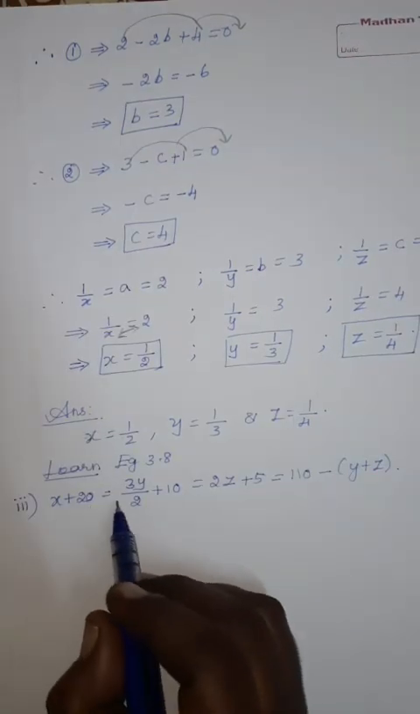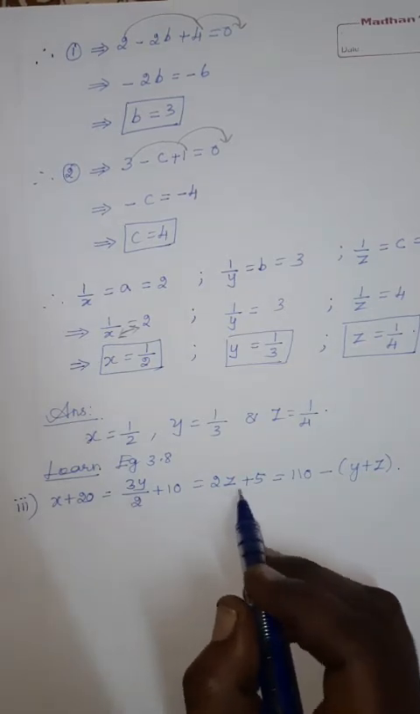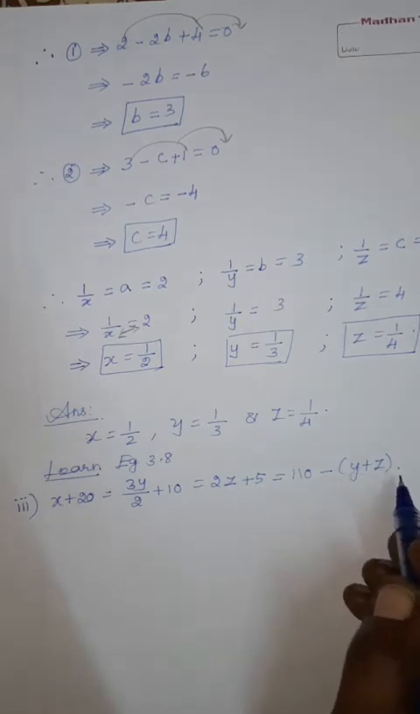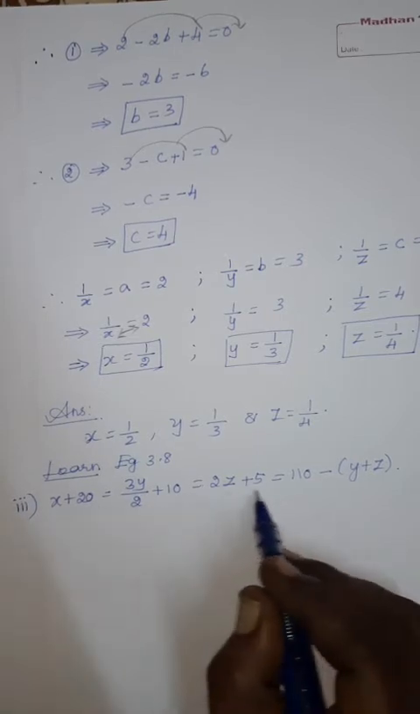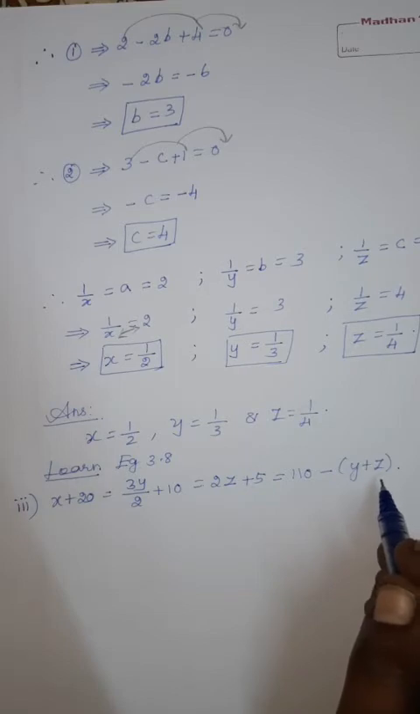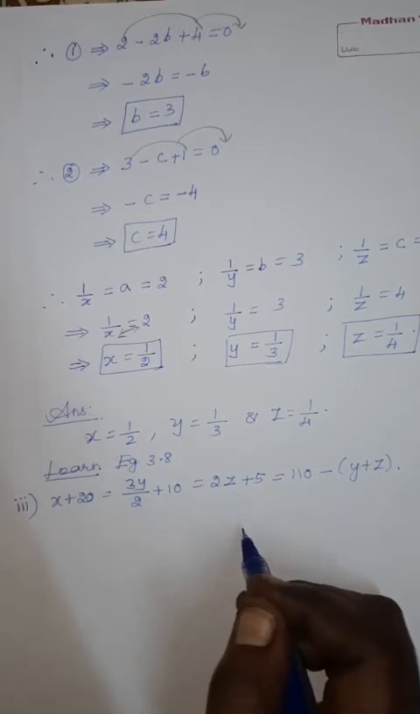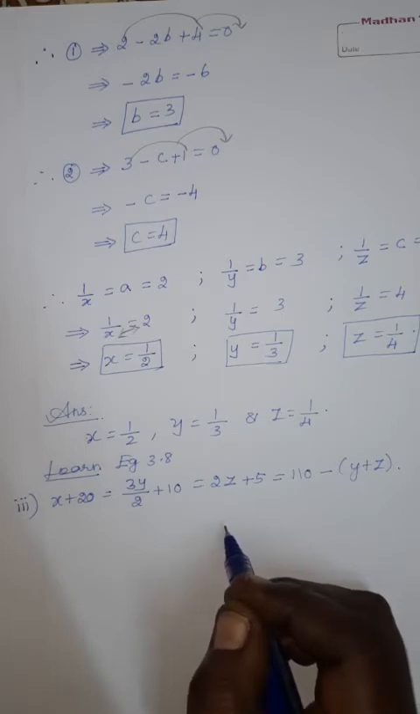x plus 20 equal to 3y by 2 plus 10 equal to 2z plus 5 equal to 110 minus of y plus z. Here the equation is given in the equality form. We have to combine any two equalities and make the equations. If you get two equations in two variables with the same variable, you can solve. Otherwise, like the previous question, we have to combine and adjust and solve it.